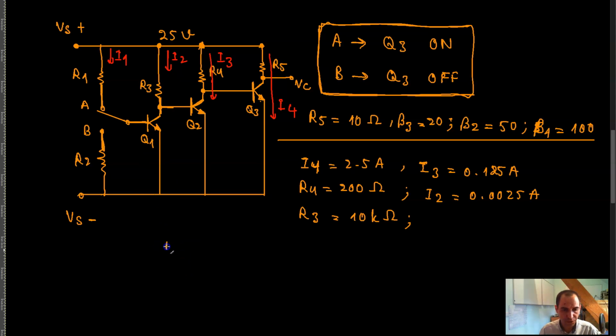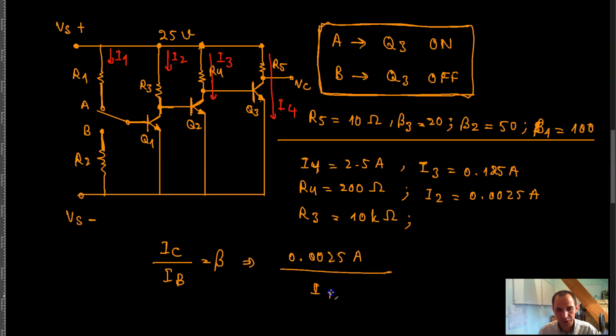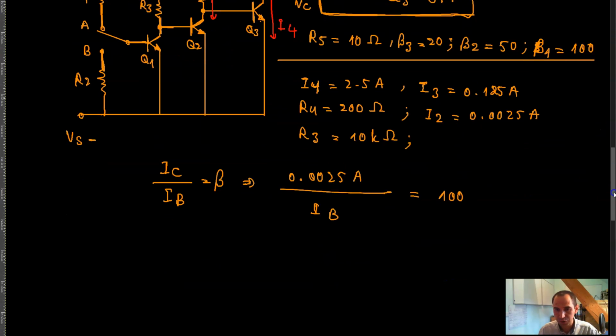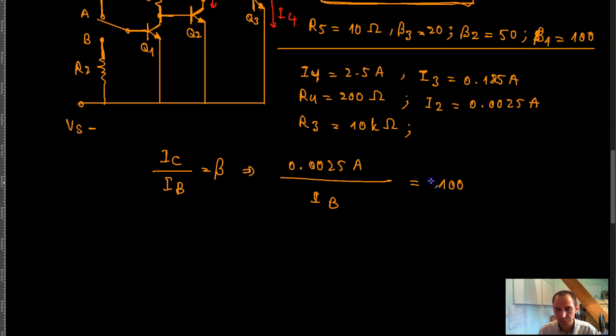That means that again I can write I of C to I of B is the same thing as beta and apply it to this transistor Q1. Now in transistor Q1, I of C is basically this I of 2, which goes in this branch, which goes into this branch. That means that 0.0025 amps divided by I of B is the same thing as your beta of Q1, which is 100.